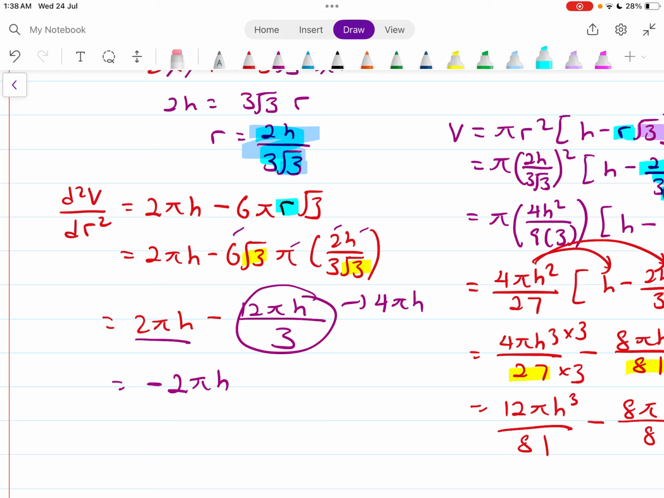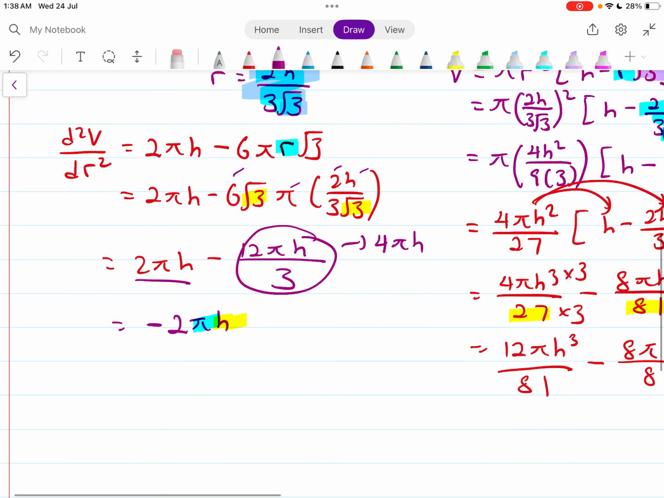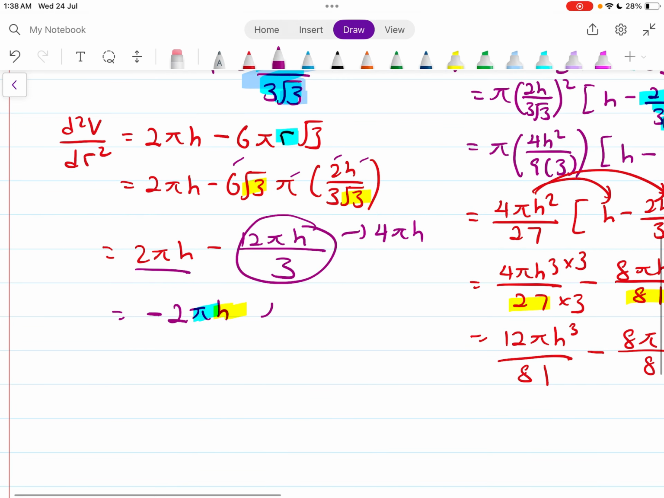Why is that so? Because pi is 3.142. h is the height of the cone, right? So the height of the cone will definitely be a positive number, right? So this whole thing will be less than 0. And always remember, right, more is less, less is more. Hence, this is a maximum volume. Yeah, so that's how we actually do question 2b.